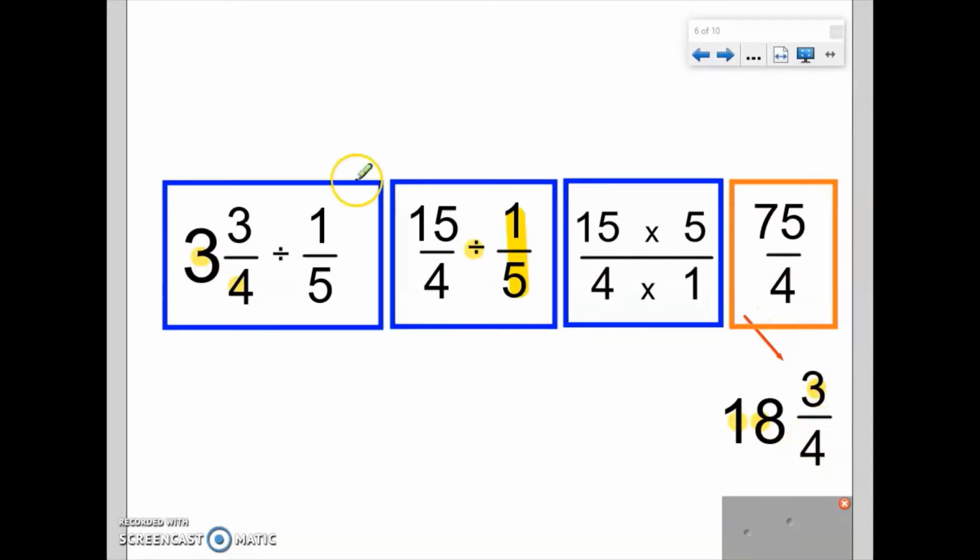Denominator does not change. So how many 1/5 fit into 3 3/4? Well, the answer to that is you would have 18 3/4 1/5 fitting into this value.